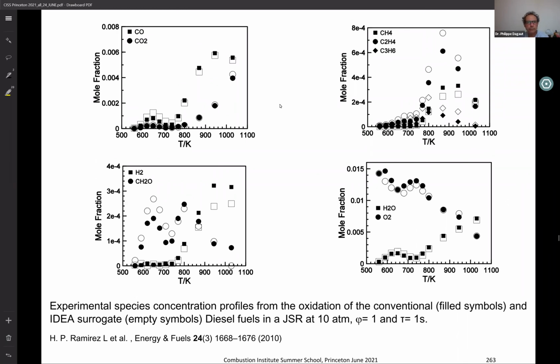Now we are studying a stoichiometric mixture, and again for CO and CO2, there is a relatively good match between the two profiles. For oxygen, it's also very similar, as well as for water. We still have some differences regarding the formation of formaldehyde here, and for the formation of hydrogen too. For ethylene, there is a slight difference in this range around the maximum.